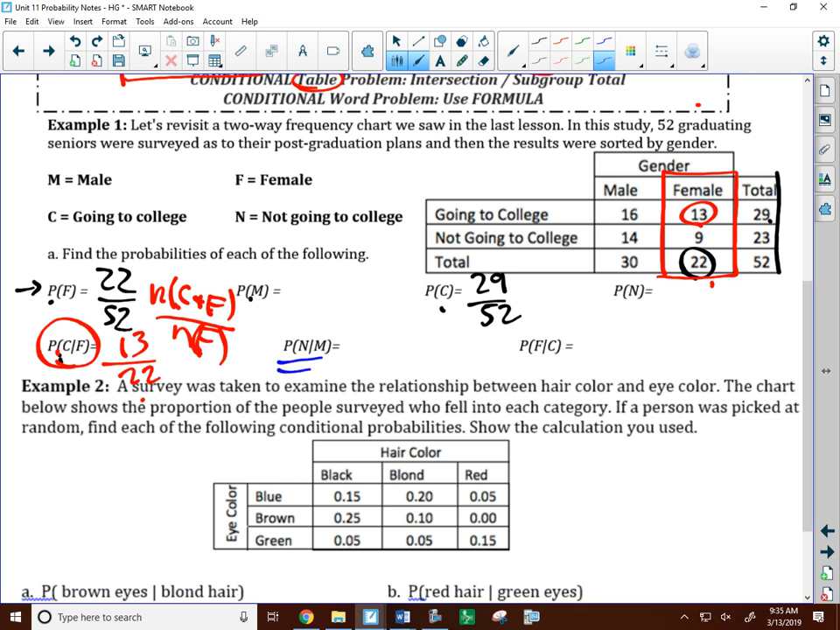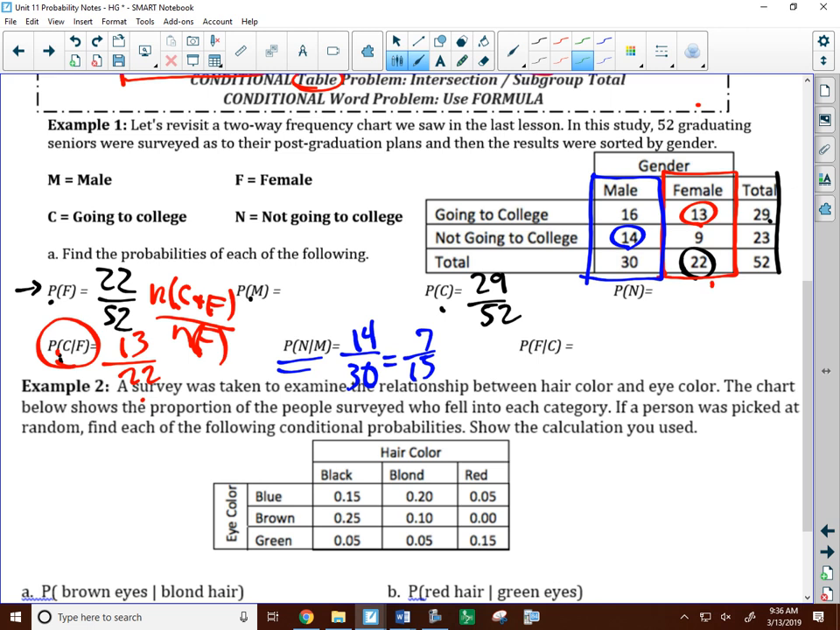Not C given M, so that's the probability of not going to college given that you're male. So there's male. Probability of not going to college is the 14 out of the 30. I can reduce that. Let's just keep moving though. So 7 over 15, I guess, if you want, or as a decimal or percent.